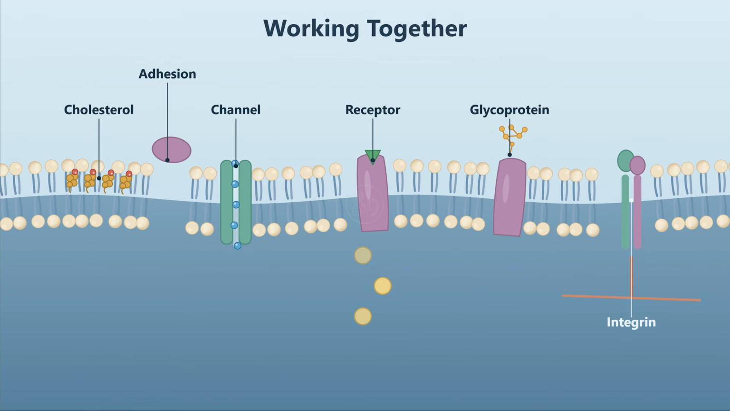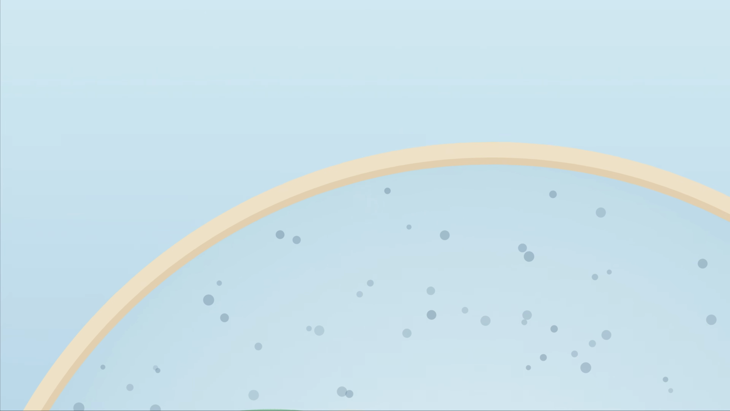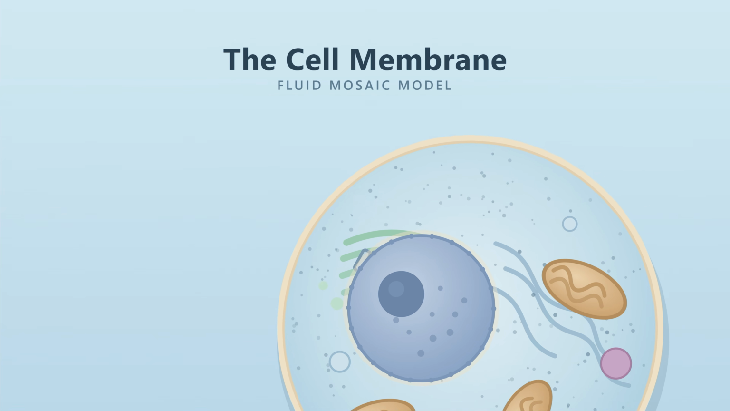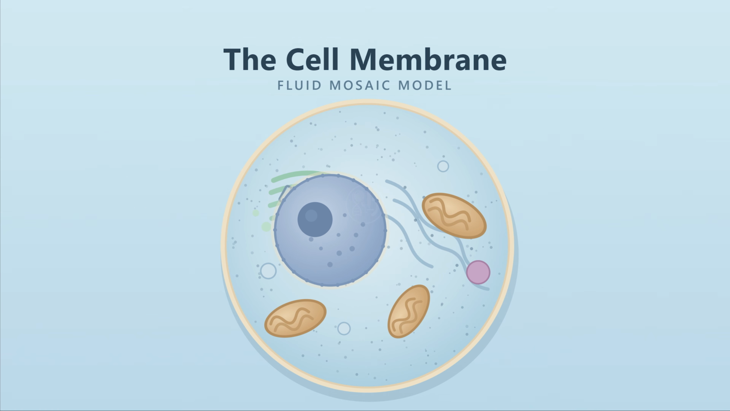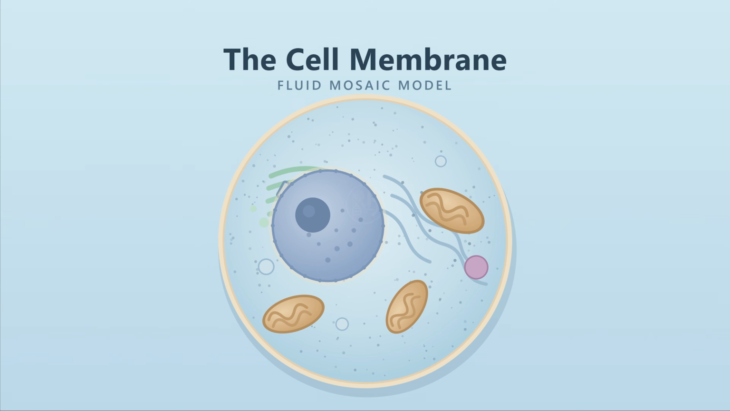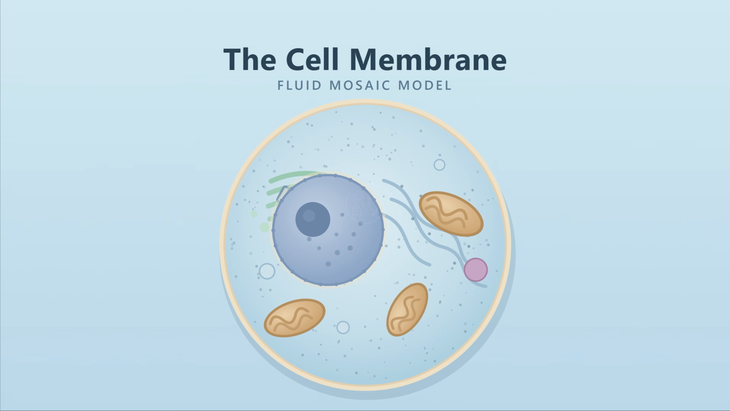The Fluid Mosaic Model describes the plasma membrane as a dynamic, selectively permeable, and asymmetric structure. Its components can move, interact, and recognize without destroying the bilayer. This flexible molecular system allows the cell to maintain homeostasis. It also allows the cell to transport substances, receive information, and interact continuously with its environment.